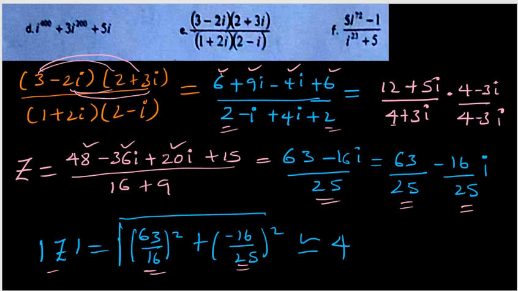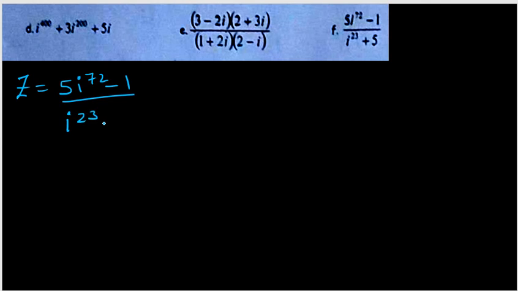The last one for the first question, 5i to the power of 72 minus 1, the whole over i to the power of 23 plus 5. Again here, i to the power of 72, since it's an even number, can be written as i to the power of 2 times 36, and 36 is even, so the outcome will be just 1. So the upper part is only 4 minus 1 remaining.